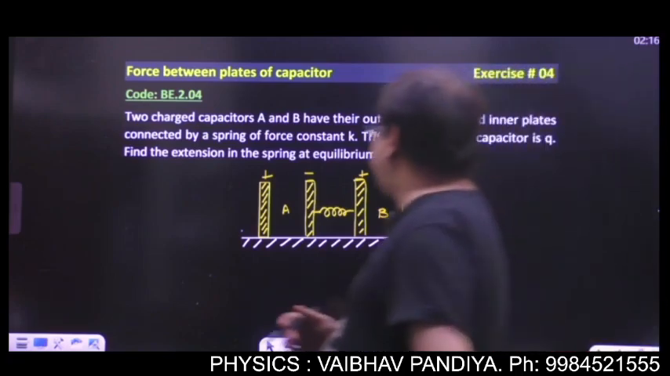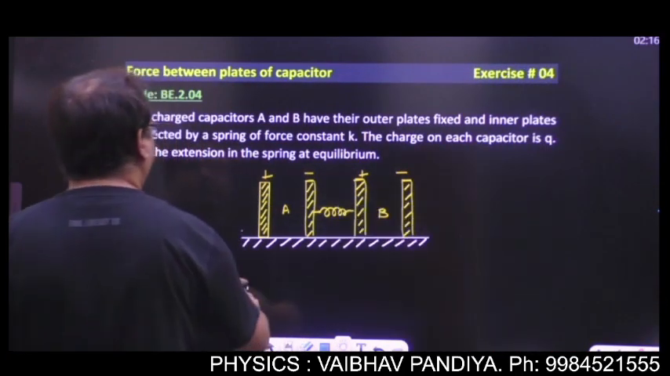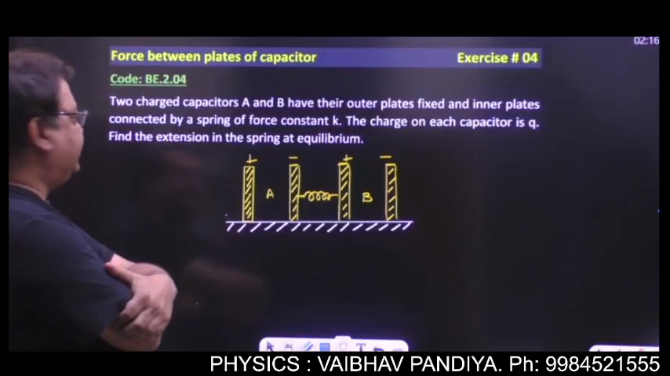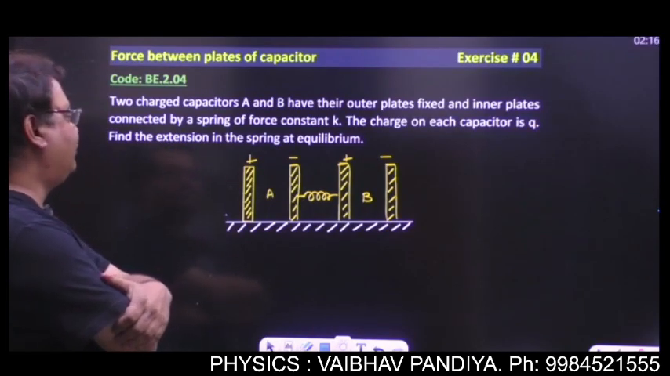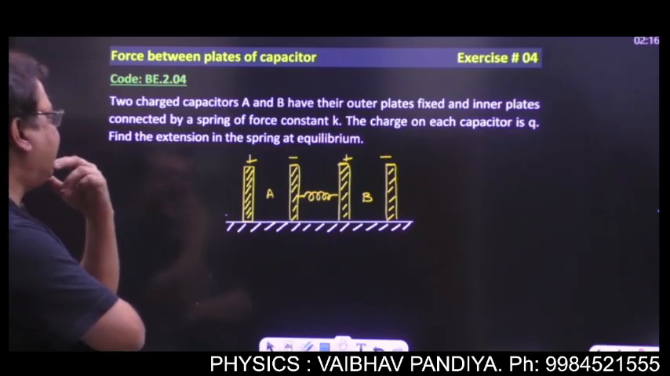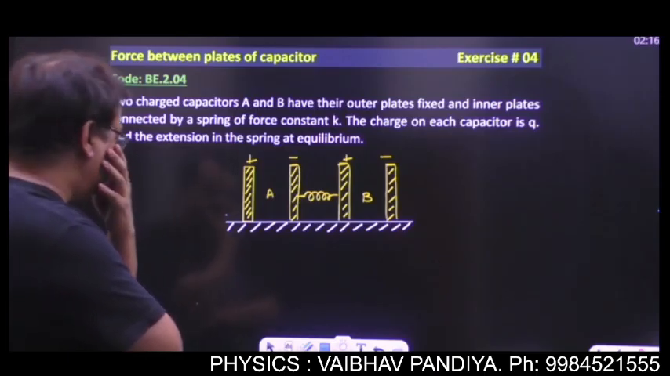Force between the plates of a capacitor, problem number 4. Charged capacitors A and B have their outer plates fixed and inner plates connected by a spring of force constant K. The charge on each capacitor is Q. Find the extension in the spring at the equilibrium.